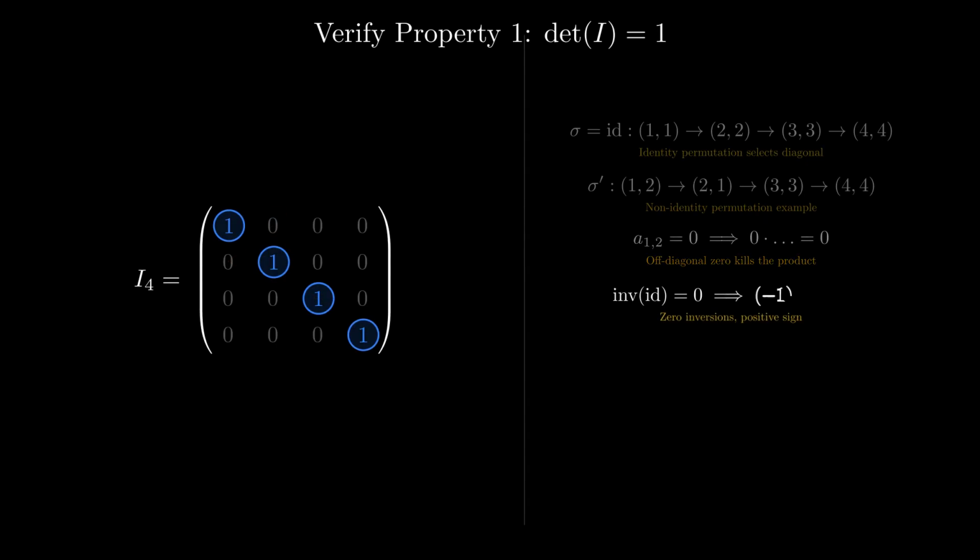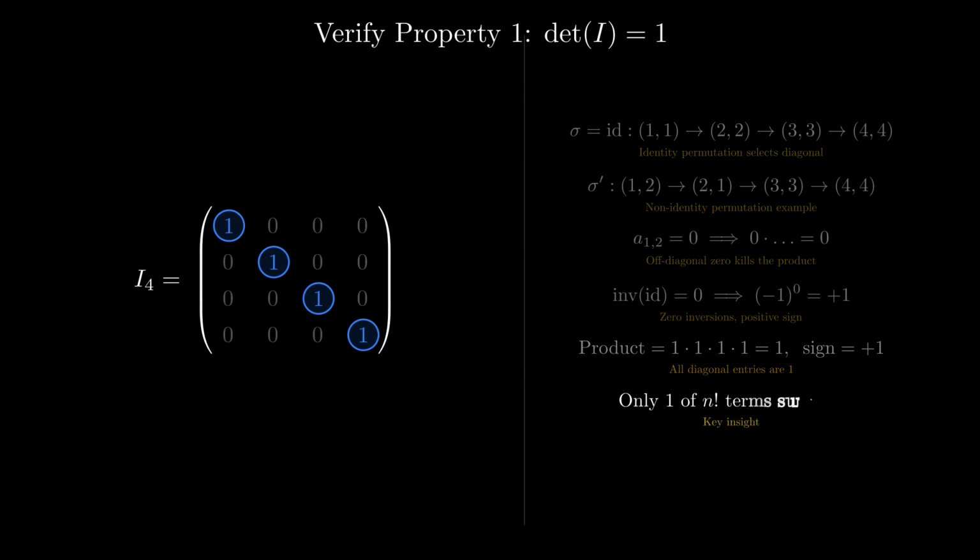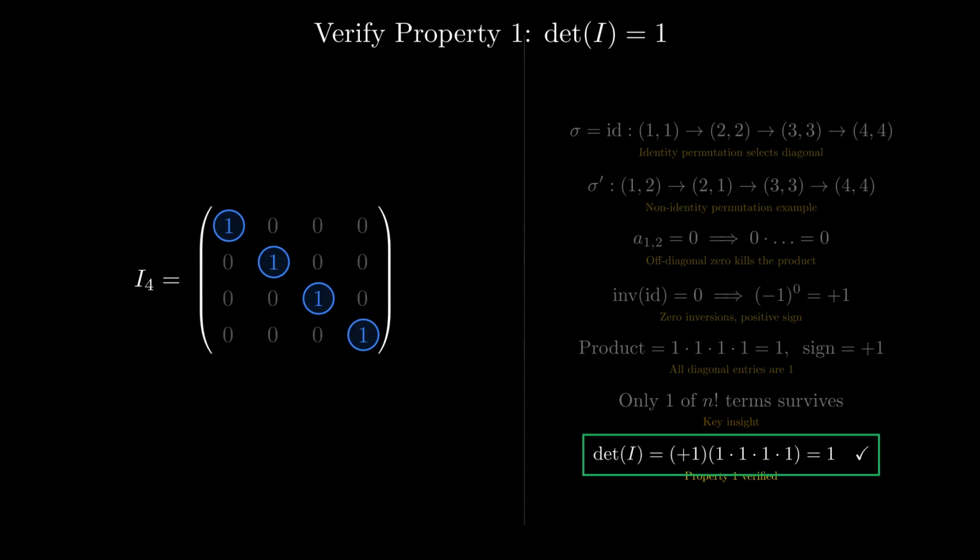The identity permutation, on the other hand, has 0 inversions, so the sign is positive 1. The product is 1 times 1 times 1 times 1, which equals 1. Multiplied by the sign of positive 1, we get 1. Out of all n factorial permutations, only this single term survives. Therefore, the determinant of the identity matrix equals 1. Property 1 is confirmed. Here's a common trap.